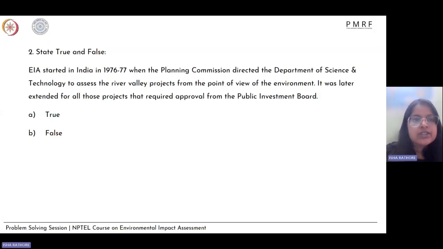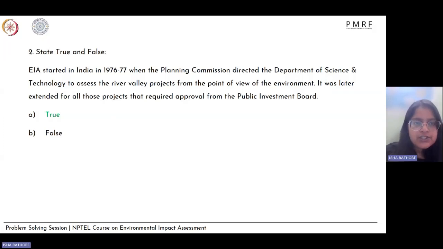Moving on to the next question. State true or false. EIA started in India in 1976-77 when the Planning Commission directed the Department of Science and Technology, DST, to assess the River Valley projects from the point of view of the environment. It was later extended for all those projects that required approval from the Public Investment Board. So is the statement true or false? So the given statement is true. EIA was started in India in 1976 to 77 because the Planning Commission asked DST to assess River Valley projects from the environmental point of view. And then it was later extended to all kinds of projects which will require this kind of clearance. So A, true is the correct answer.